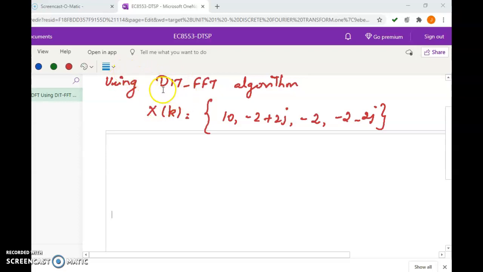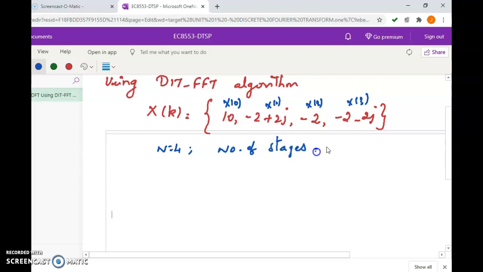So the input is given in bit reversal order. First you have to mark the values of the given data. Mark here 10, which represents capital X of 0, and X of 1, then X of 2, then X of 3. Here N equals 4, so the number of stages equals 2. We use the trivial factors W4 0 equal to 1 and W4 1 equal to minus j. Already we have used that trivial factor in the normal DFT formula.